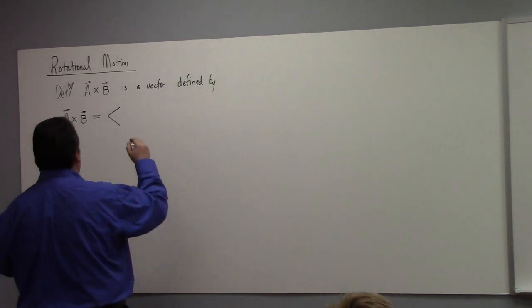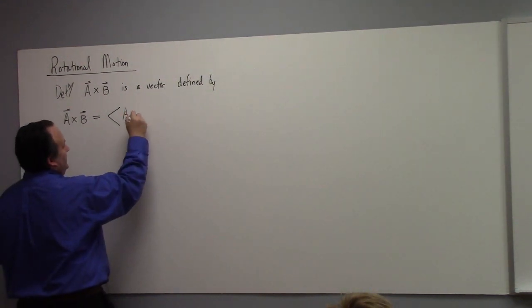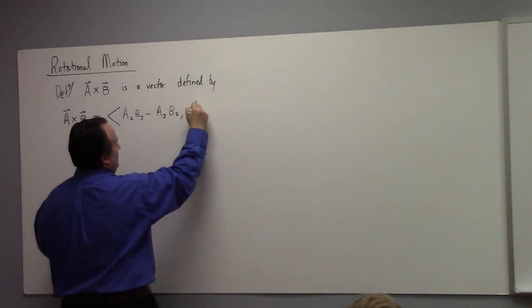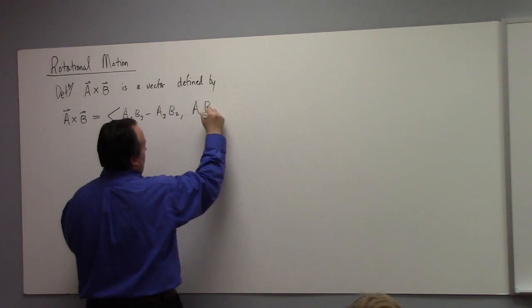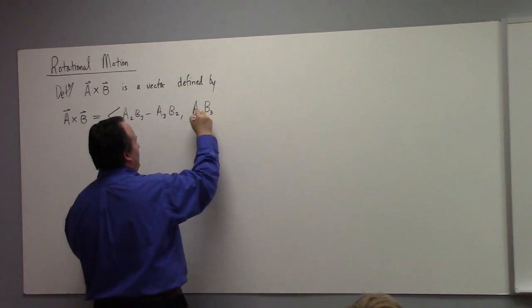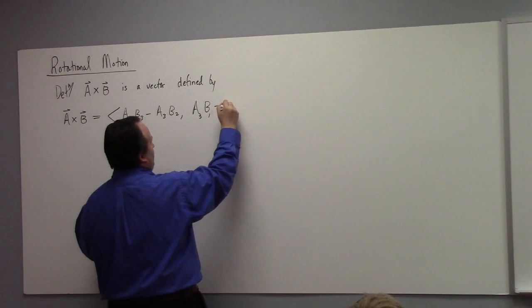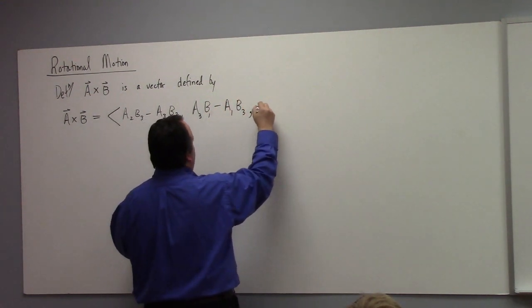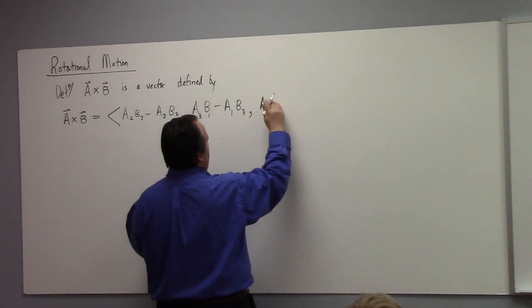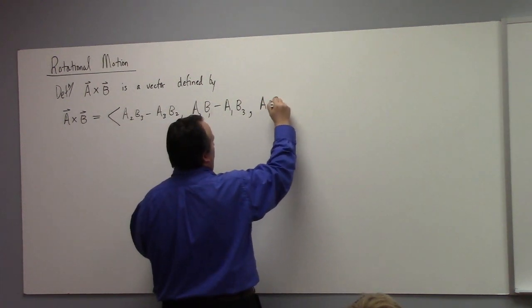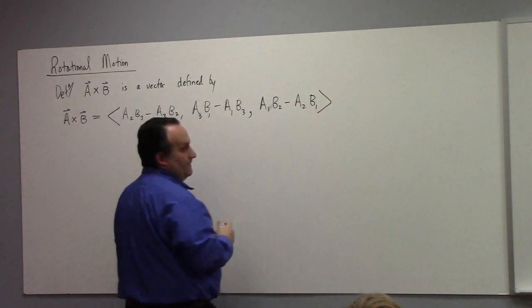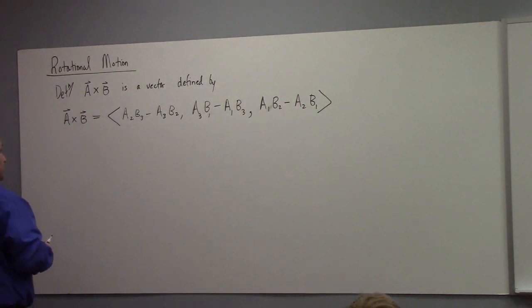So what I just said, A2 B3 minus A3 B2, comma, A3 B1 rather, minus A1 B3, comma, A1 B2 minus A2 B1. So this is the definition of the cross product of 2 vectors.